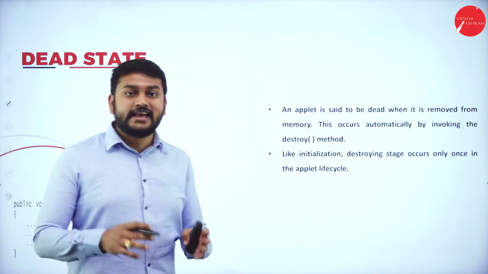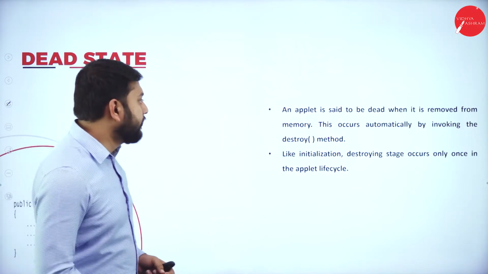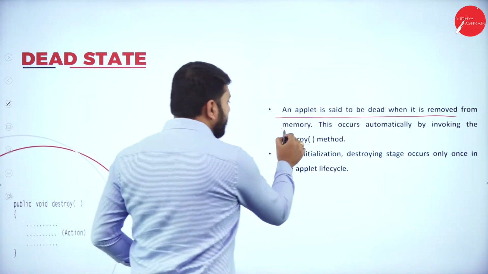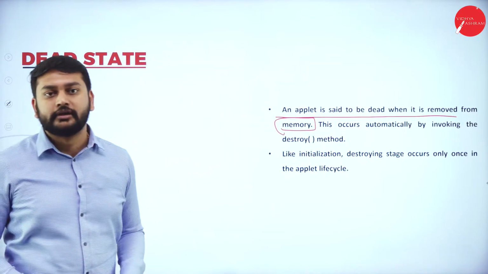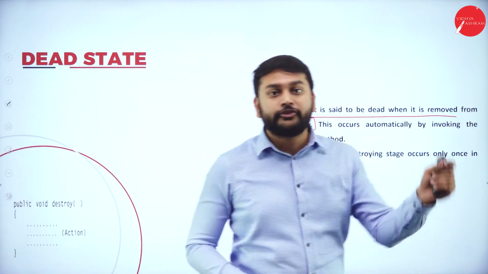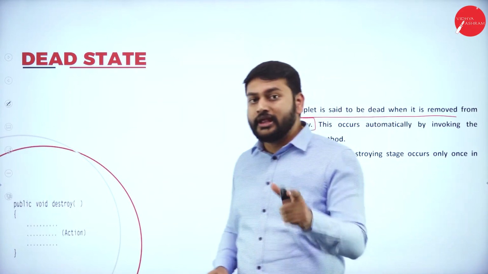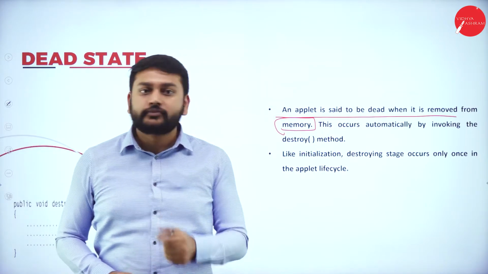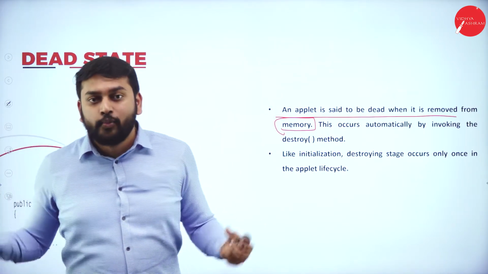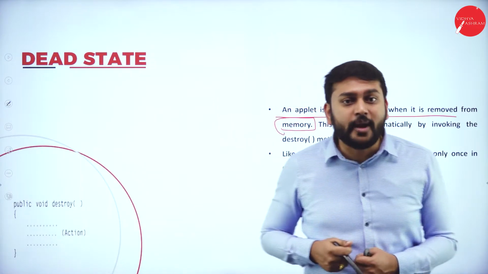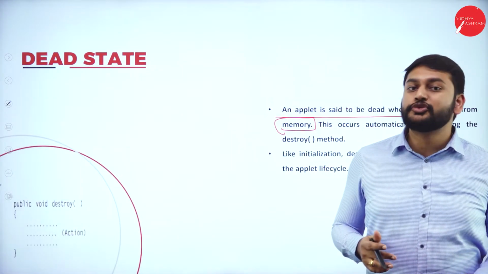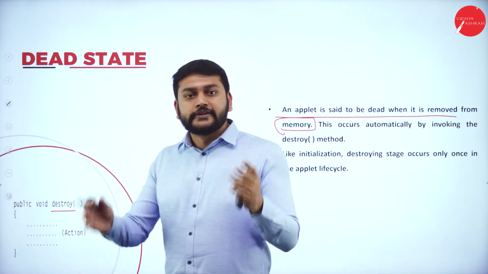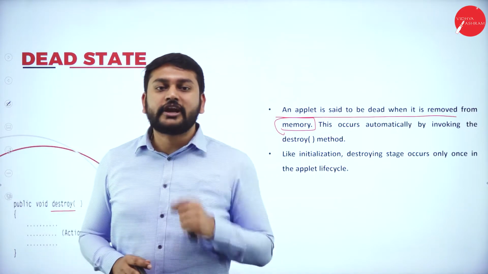Dead state is nothing but, so guys, check out, an applet is said to be dead when it is removed from the memory. This word is very important. An applet is removed from the memory. So if you remove it from the memory, it leads to the last state, that is the dead state. So fine. So how do I remove an applet from the memory? I will be using one of the functions called destroy. This is one of the important functions that you have to understand with respect to an applet.